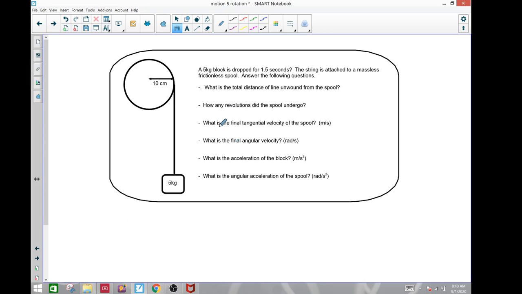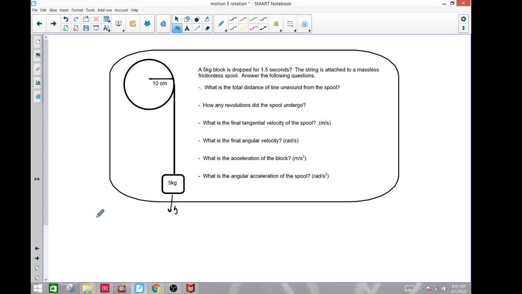So, a 5 kilogram block is dropped for 1.5 seconds. The string is attached to a massless, frictionless spool. Some of those details we aren't too concerned about yet, but this essentially is dropping via gravity. So gravity is pulling this thing down. And what's the total distance it unwound?